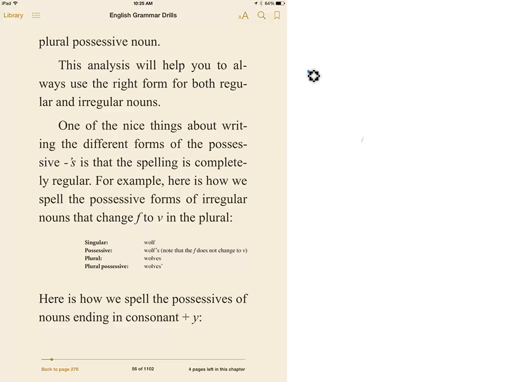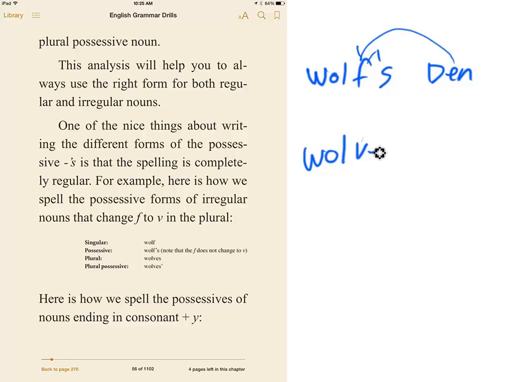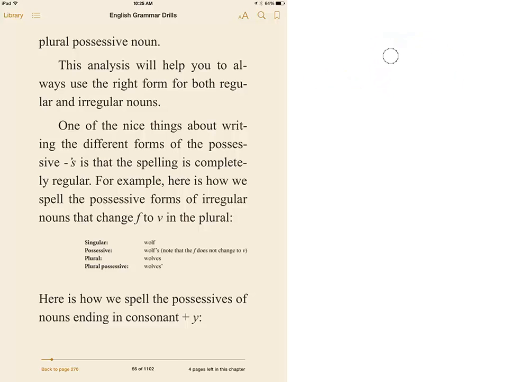Here is interesting. If you have, for example, with the F's, if you're talking about a single wolf's den, that den belongs to one wolf. When we change that into wolves, remember when we had to change the F to a V, it's the V-E-S, it's the S that still makes it plural, unlike men, right? The E is what made men plural. You just change the spelling of the F to a V, but it's still the S that makes it plural. So if that den belongs to many wolves, you would say the wolves' den and you pluralize it after the S. Okay, so it's really the function of the S at the end. If the S is what makes the word plural, then that's how you would punctuate that.